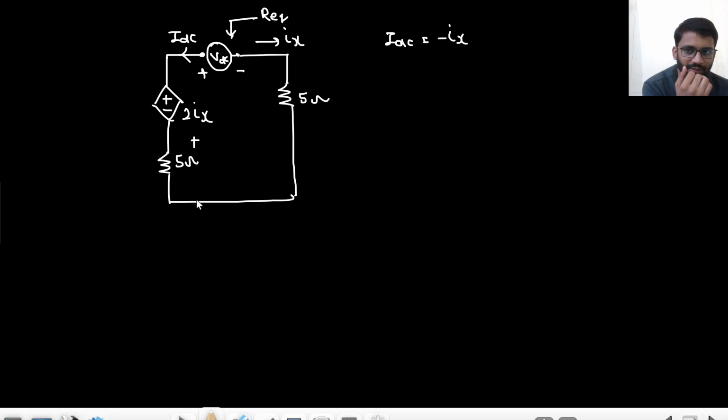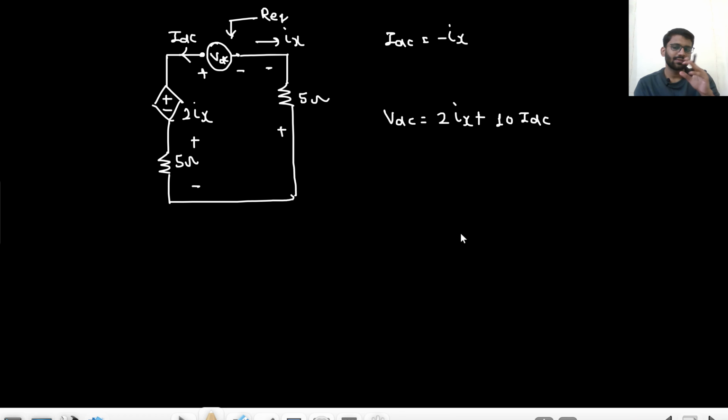If IDC is flowing like this, it will be giving me a drop in this direction, and this will be giving me a drop in this direction, right? So VDC would be 2Ix plus 5 and 5, 10 IDC. VDC would be 2Ix plus 10 IDC. Simple KVL I have applied, right?